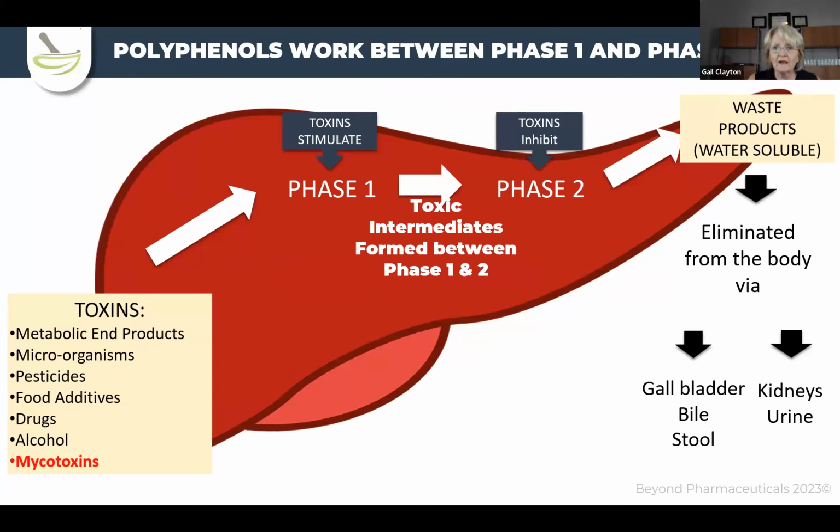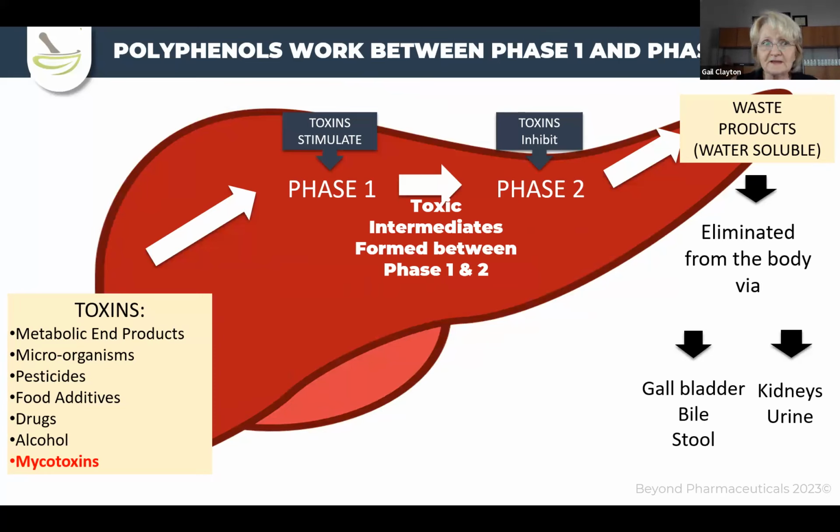So these toxic intermediates, they're formed between phase one and phase two. And so the goal is to make sure we have enough antioxidants on board, because if you don't, these free radicals can actually cause DNA damage and cancer and all of that.